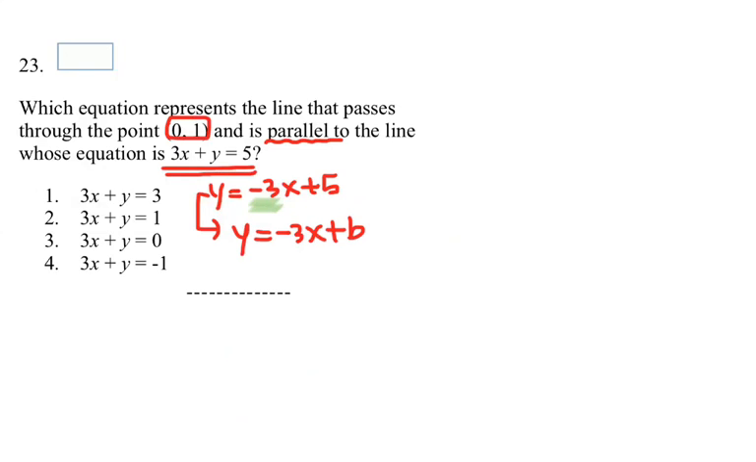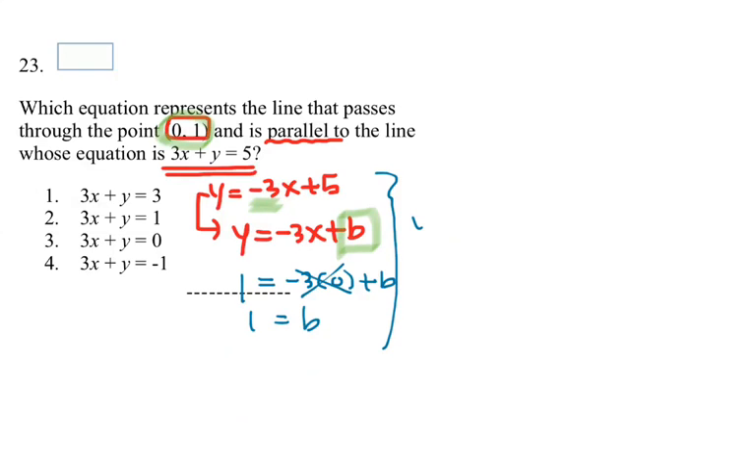How would you figure out what the value of b would have been? Yes, we could use the point (0, 1) here, so we end up with 1 as the y value: 1 equals -3 times 0 plus b. That portion becomes 0, so b is equal to 1. Then our new equation is y equals -3x plus 1. Now, do we have any expression or equation that is equal to this one? Yes, there is. Choice 2 becomes our answer.